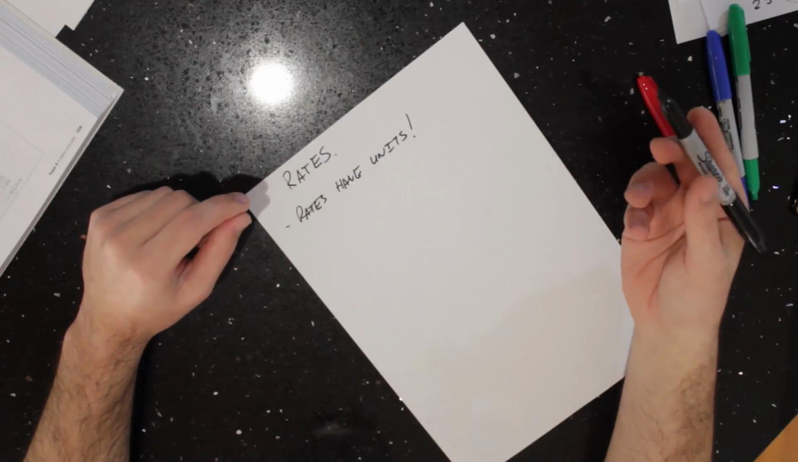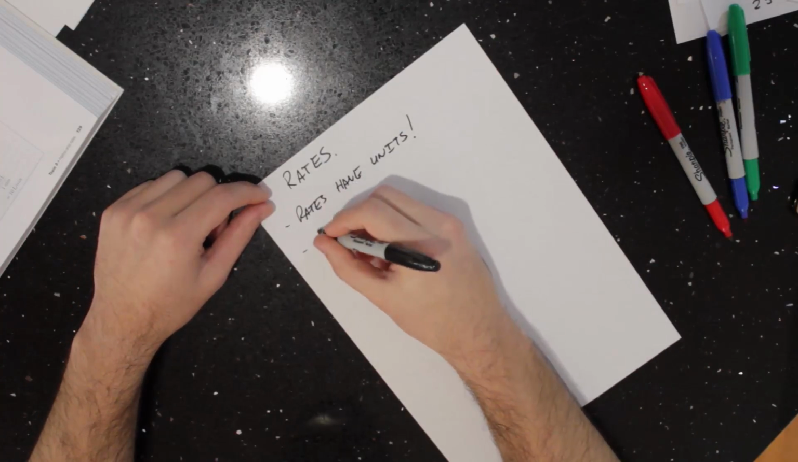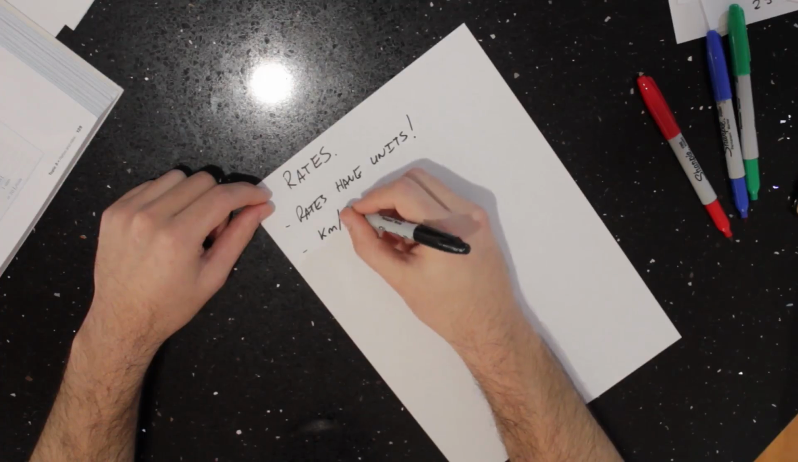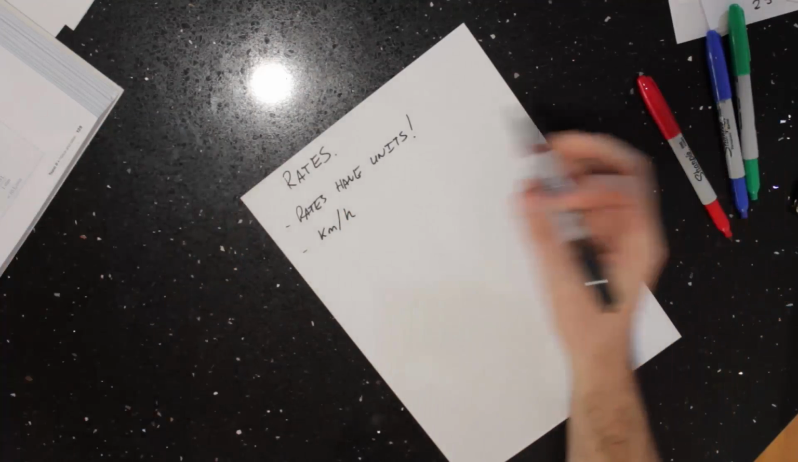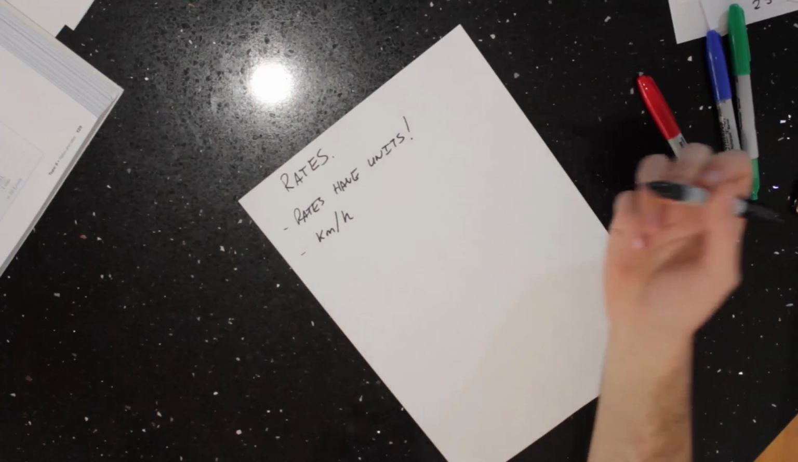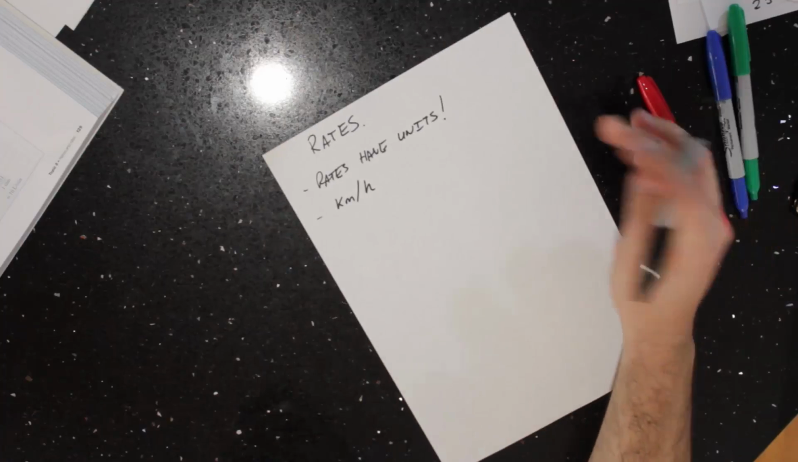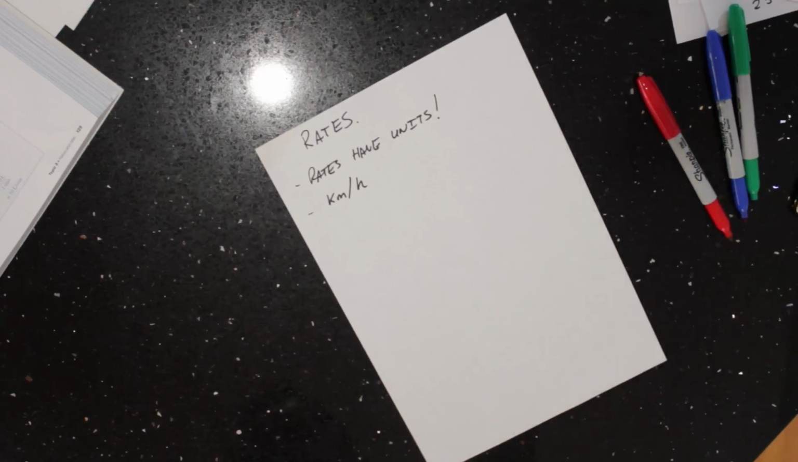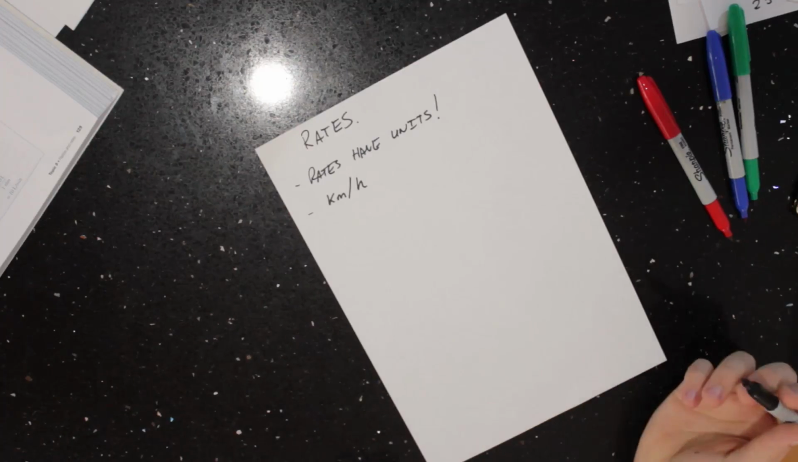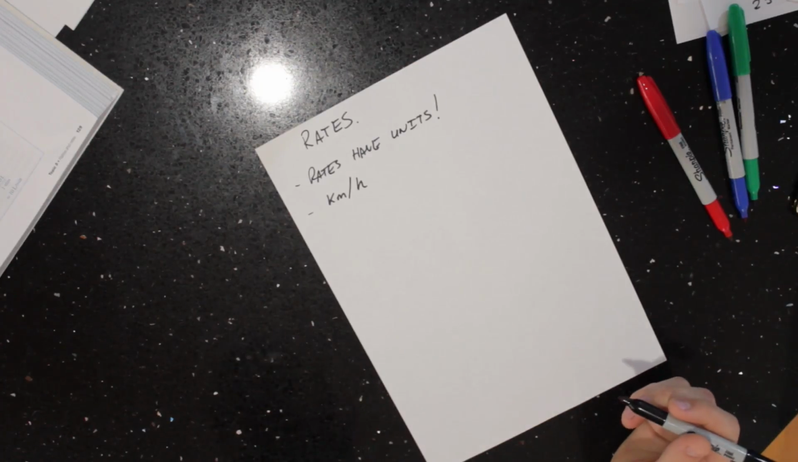So a really common example of this would be kilometers per hour. Okay, so we have distance and we have time as our units, right? So a rate is in its simplest form when it is per 1 unit. So for every one. So let's look at an example of what this might mean, okay?